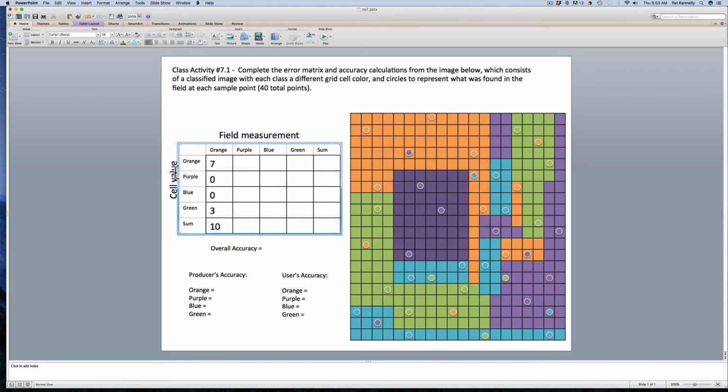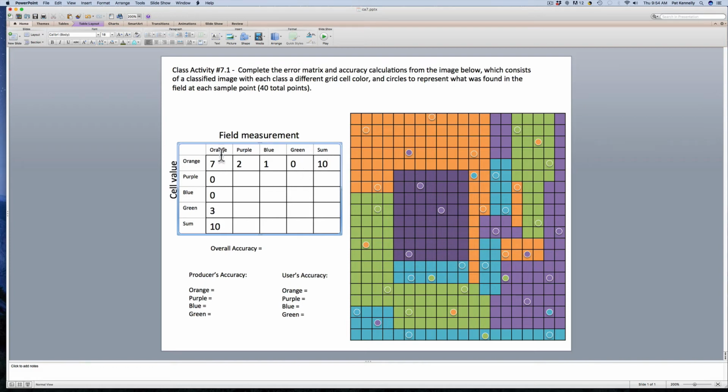We could look at the cell values and see what the field measurements were within those cell values. So if we look at all of the orange cells, once again, we're going to find the same number there, right? We're going to find 7 oranges in there. If we look at all the orange cells, I'm also seeing 1 purple here and another purple over here, so there's 2 there. If I look at the places where I went on the ground and determined there was orange, and I look if any of those fall in blue categories, there is 1 blue, which is shown here, so I'm going to put a 1 in the blue. And if I look through the orange areas, I don't see any green circles at all falling on the orange grid cell, so I'm going to put a 0 here. Once again, the sum is going to be 10 over here.